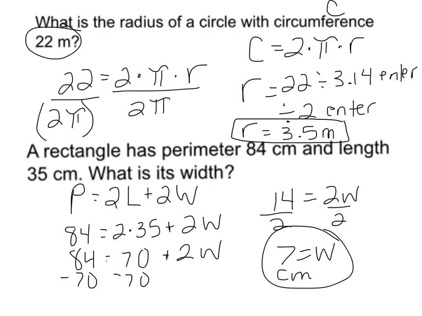Okay, so really this one is just knowing the equation, which you will be given on the test. Plug the numbers in. So the only 2 numbers you needed to plug in was 35 and 84. 35 for the length, 84 for the perimeter, and then solve from there. It's just a 2-step equation.